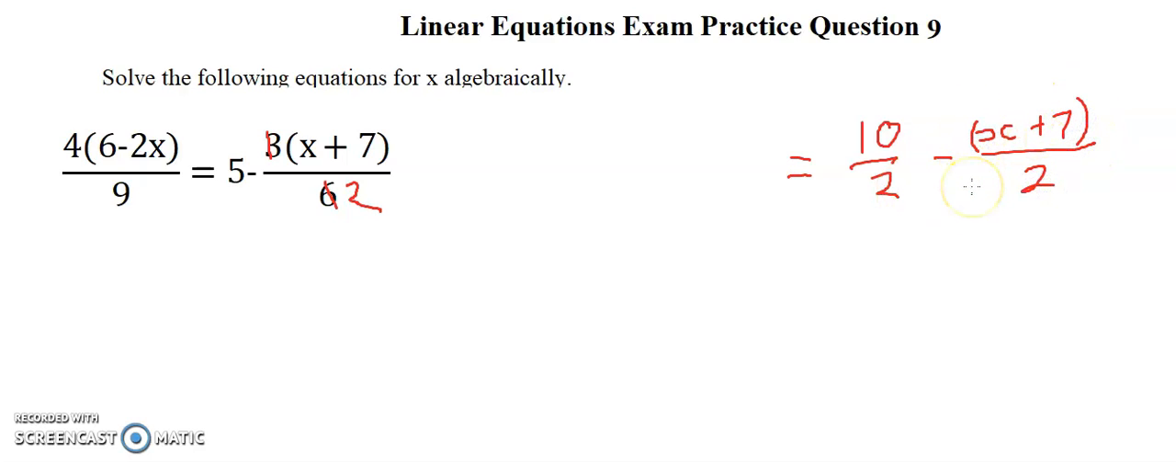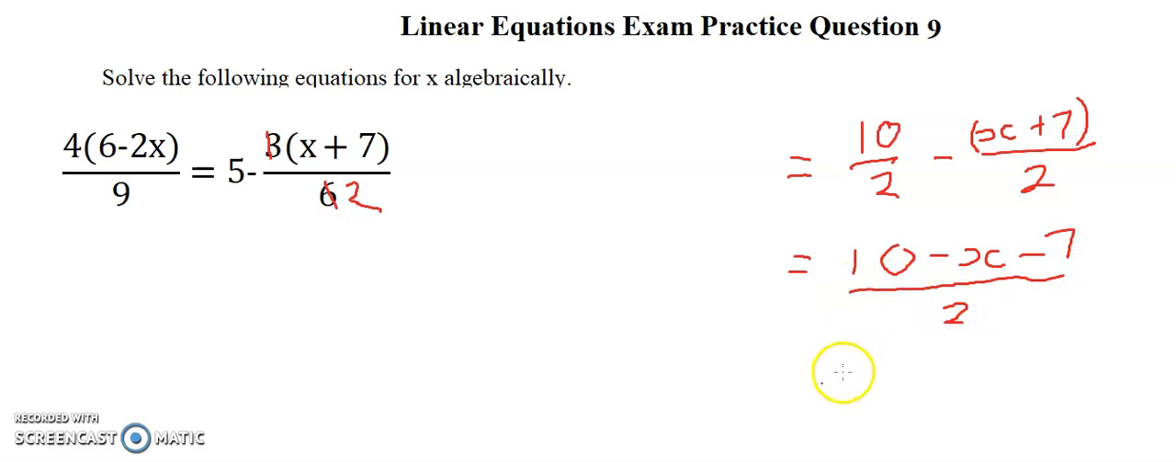Now, being on my right-hand side, I'm just focusing on that side first. This negative sign must apply to everything in the bracket. So I can rewrite that as 10 take away x take away 7 over 2. 10 take away 7 is 3. So it turns into 3 take away x over 2.